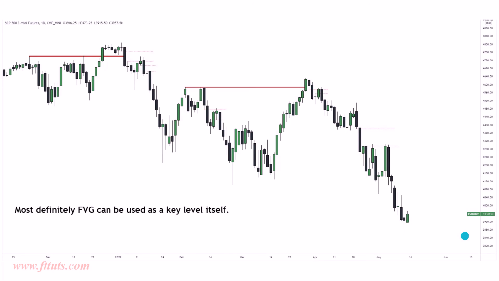But you could also use fair value gap as a key level itself. Okay, so you don't need to focus on the order blocks. You can just say I'm only going to focus on the fair value gaps. That's it. To be consistently profitable, you don't even need to know all about order blocks. Fair value gaps is really enough. If you can identify fair value gaps as key levels, then you could already be profitable. You don't need to understand order blocks in depth.